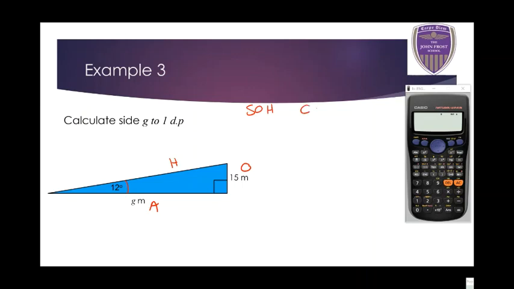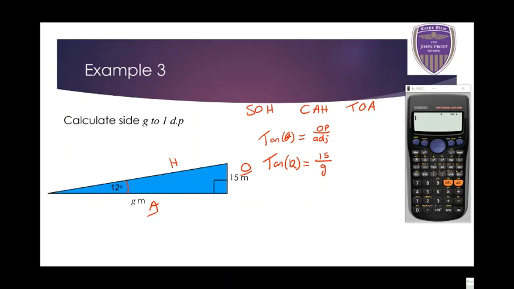So if we write down SOHCAHTOA, again, we can see we've got opposite and adjacent. So we're going to have to use tan again. So tan theta is equal to opposite over adjacent. Start filling in the numbers. Tan of 12 is equal to 15 over G. So now we know this.